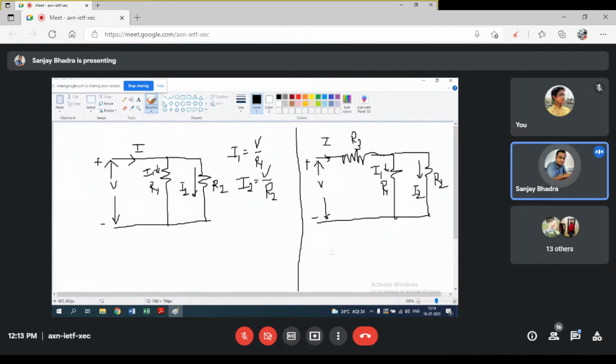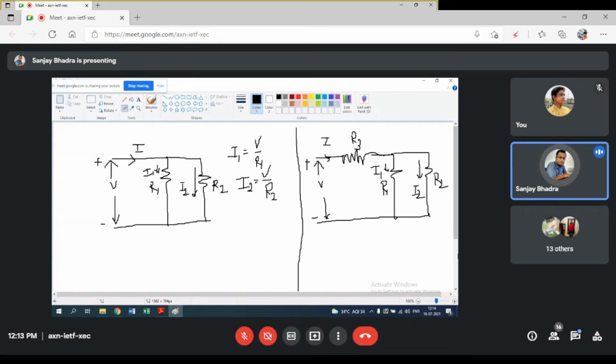Then you cannot write I1 is equal to the same expression. Okay, you cannot write that, because can anyone tell me why I cannot write that? Anyone? Because potential gets distributed in a series resistance.